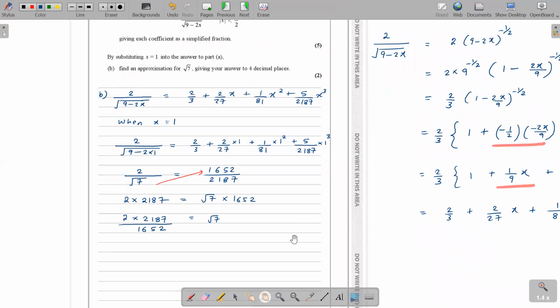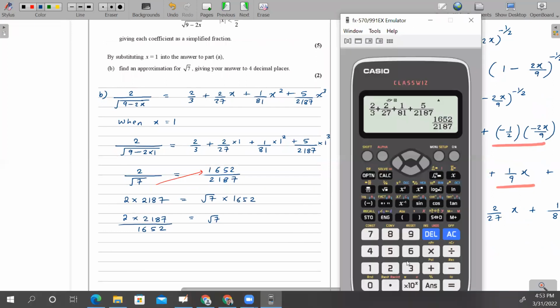Yeah, so this gives me the approximate value for root 7 and they want the answer to 4 decimal places. So type 2 times 2187 over 1652. And I get here the decimal 2.64769, which to 4 decimal places is 2.6477.